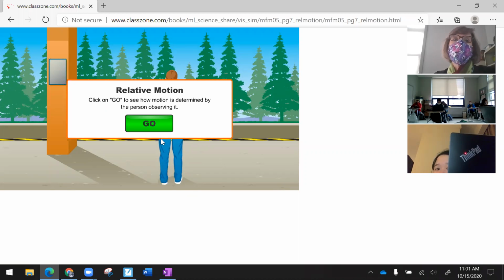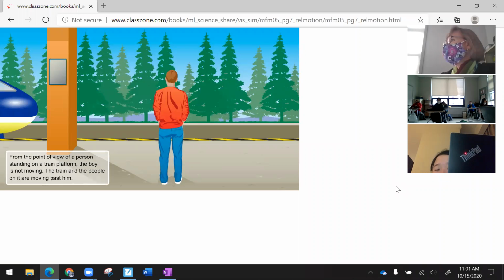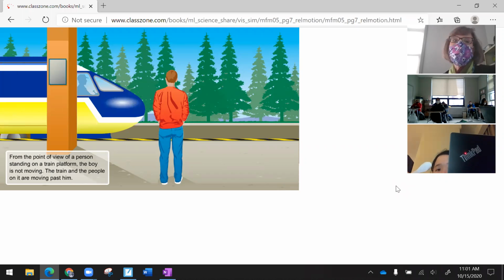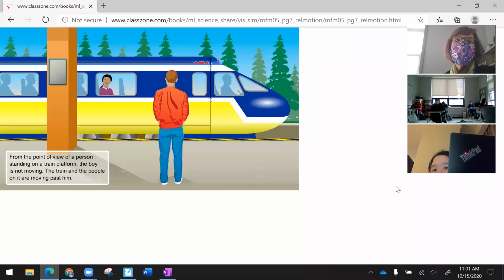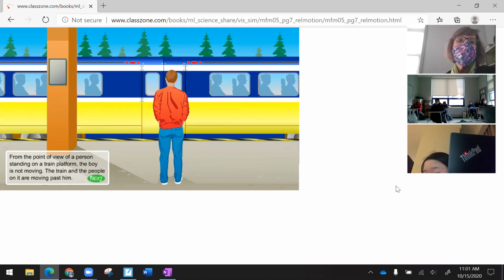So relative motion is determined by the person observing it. We have a person here who's sitting on a subway platform, and here comes the train. To the person on the platform, like we are, the guy in the orange jacket isn't moving, right? But the people on the train are moving.